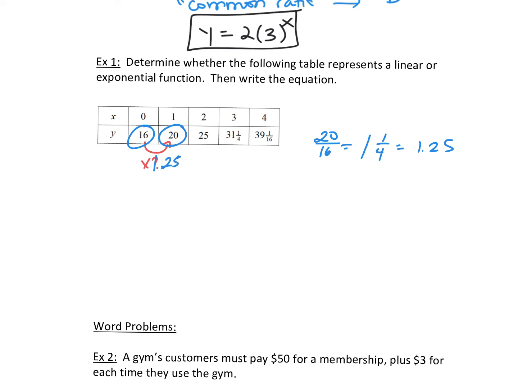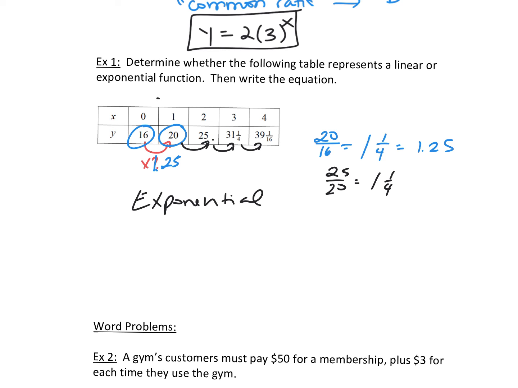So it's 1.25. Now I'm going to check it with the others. If I divide 25 by 20, do I get 1 1/4? I do. 20 times 1.25 is 25. And this continues on, just double check it. So this common ratio tells me this is exponential.